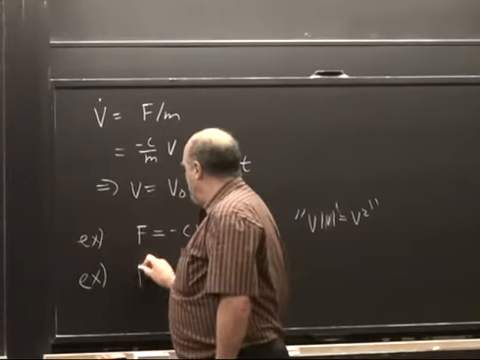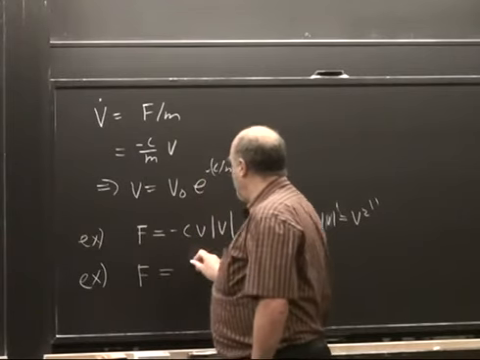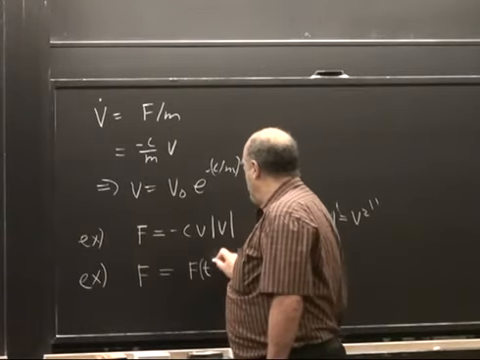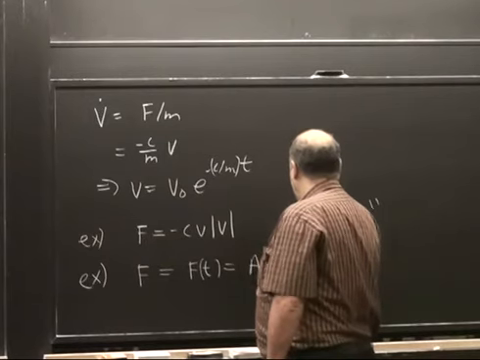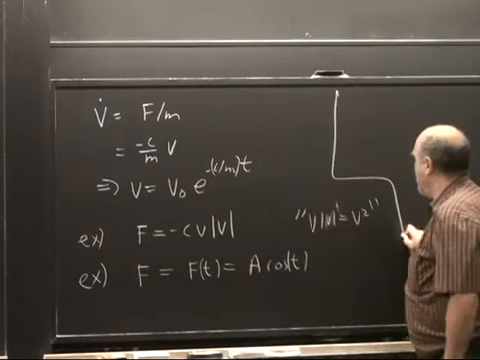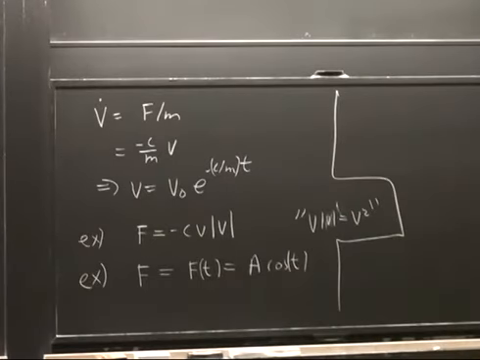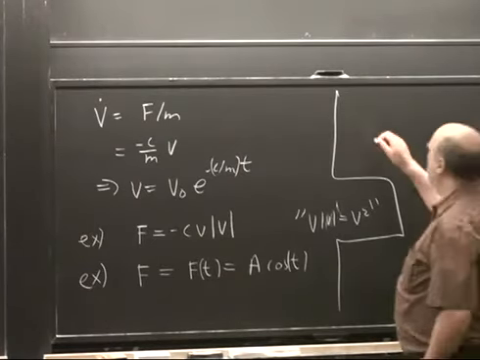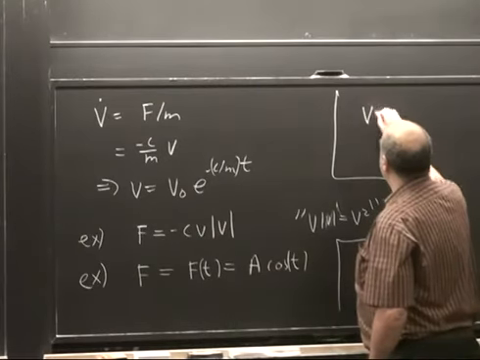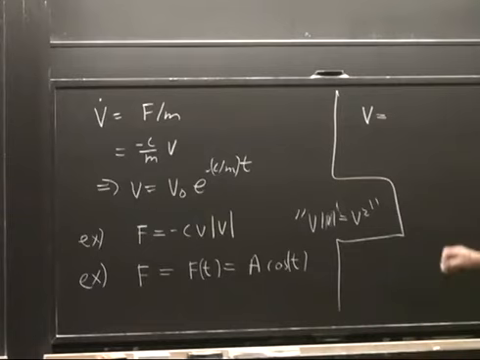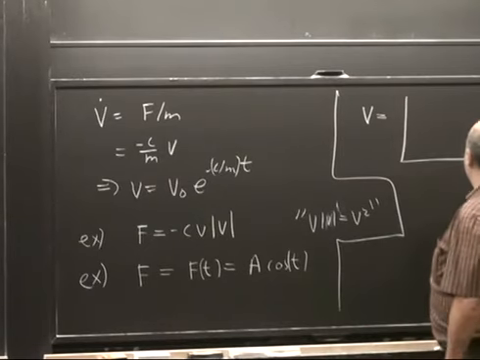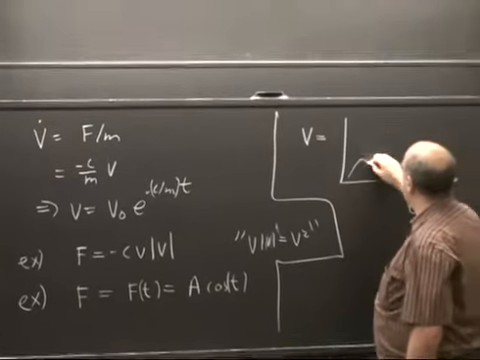Another example is that the force is given by some function of time, and an example of that would be, say, a cosine of t. So we have an oscillating force on something, and when you have an oscillating force, you get an oscillating acceleration, and this gives, therefore, that the velocity as a function of time also oscillates, plus a constant, so the velocity as a function of time will look something like this.